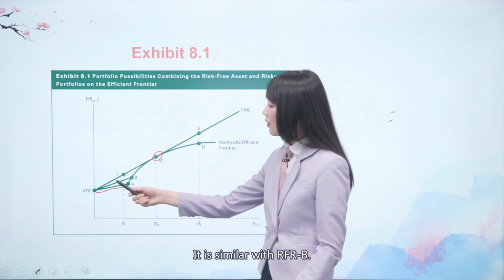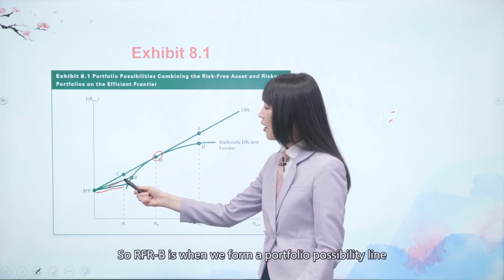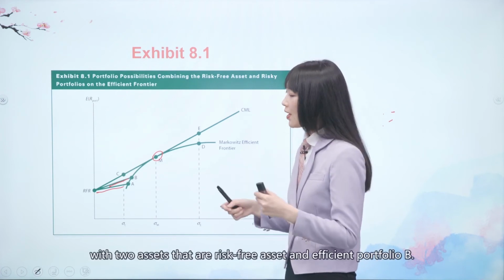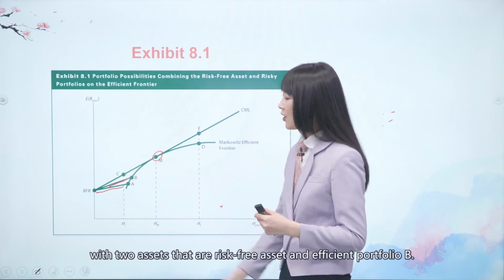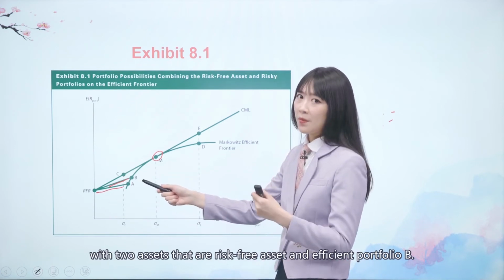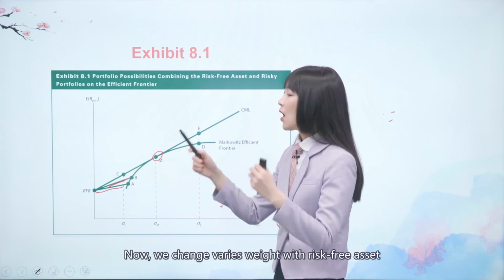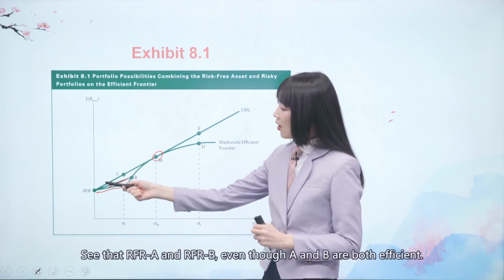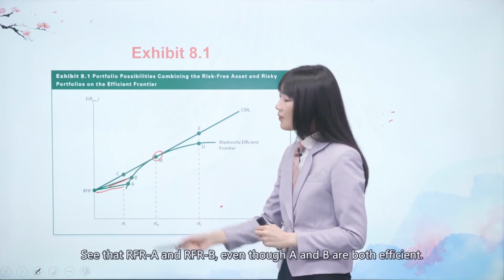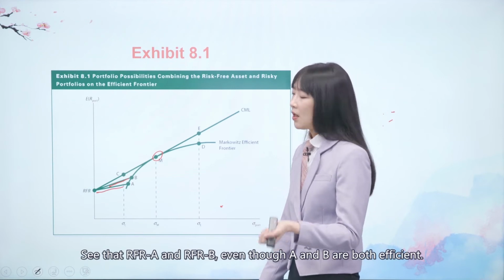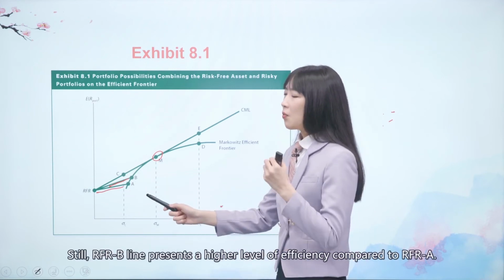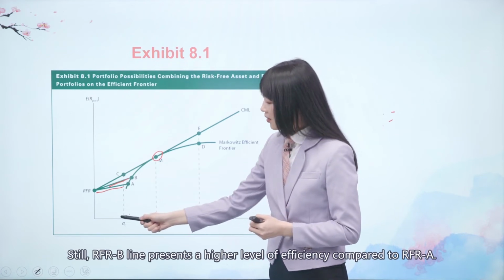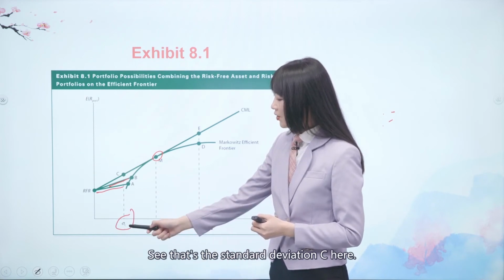Now, it's similar with RFRB. RFRB is when we form a portfolio possibility line with two assets: the risk-free asset and efficient portfolio B. Now we change various weights of the risk-free rate in combination with portfolio B. Now, see that RFRA and RFRB, even though A and B are both efficient, still the RFRB line presents a higher level of efficiency compared to RFRA. See? That's the standard deviation sigma here.